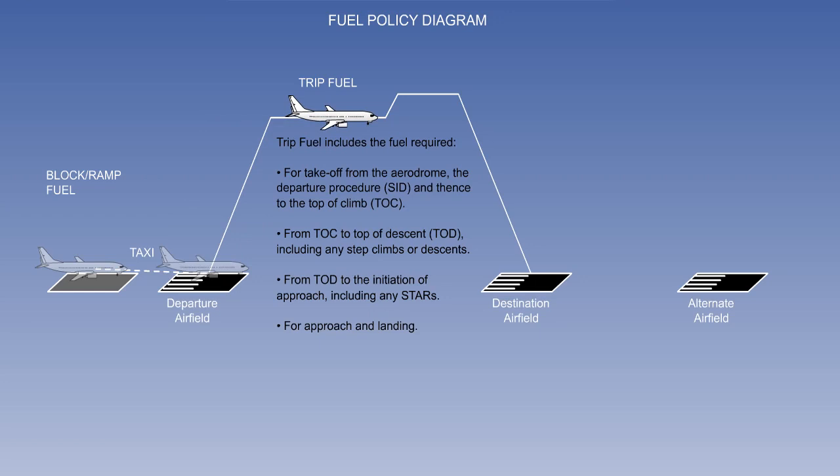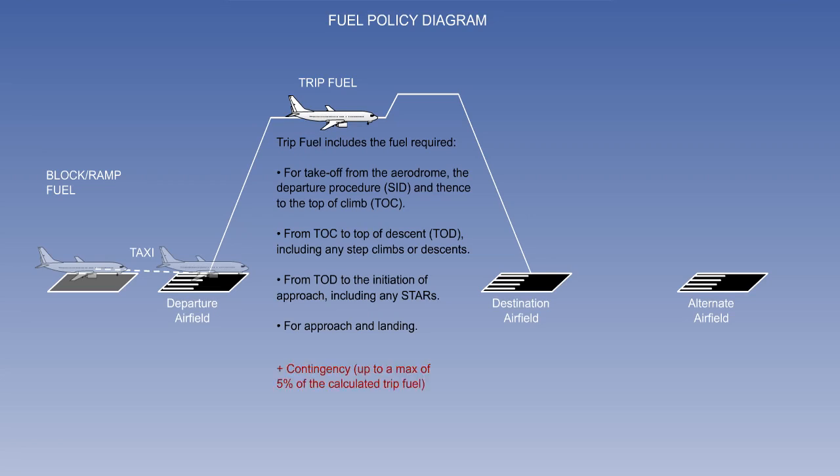The trip fuel includes the fuel used for takeoff, initial climb, including any standard instrument departure or SID, and continuing to the top of the climb. Also included is the fuel used in the cruise to the top of the descent point, and, from there, the fuel used in the descent and approach, including any standard terminal arrival procedure, or STAR. Finally, the trip fuel includes the amount used for approach and landing at the destination.